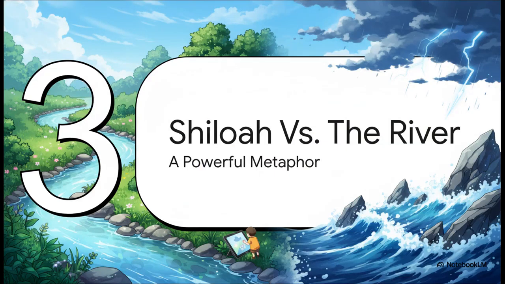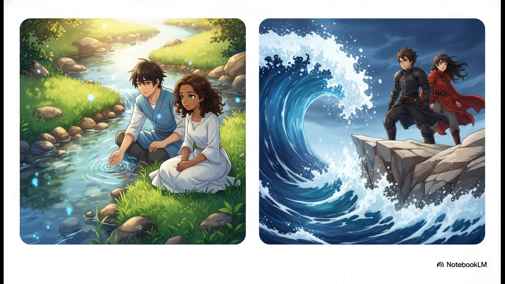Now we transition into section 3, Shiloah versus the river. In verses 5, 6, and 7, the text shifts from physical actions into this really powerful, vivid metaphor. The Lord speaks to Isaiah saying the people have refused the waters of Shiloah that go softly. Now, these quiet waters of Shiloah represent the gentle, sustaining provision and wisdom of the Lord. They were an actual slow-moving water source right there in Jerusalem.